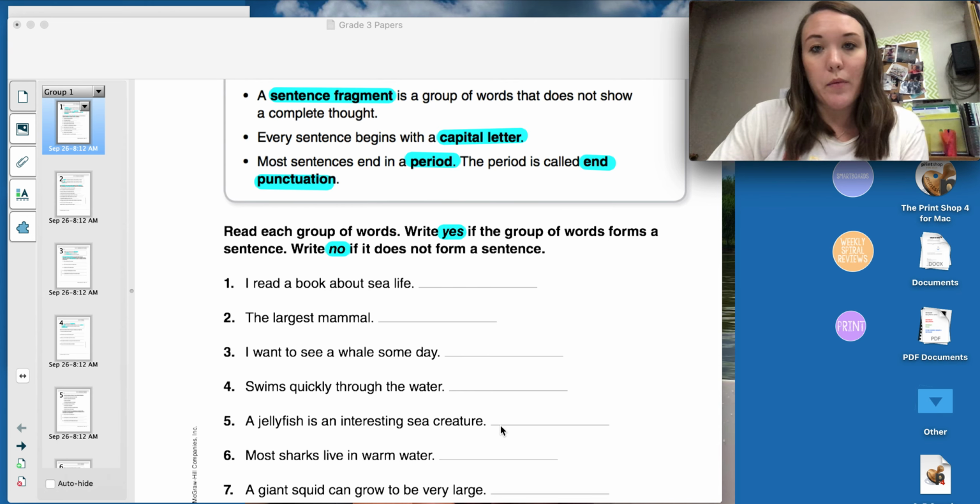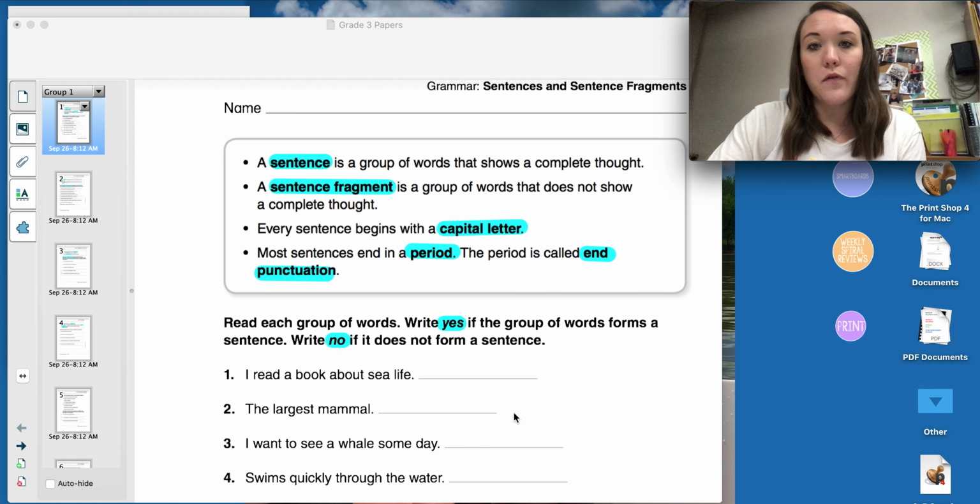Third grade, your first grammar pages are pages 1 through 4 in your grammar practice book. And this week we are going to be focusing on a few things: sentences, sentence fragments, and different types of sentences. On page 1, the box at the top explains to us a little bit about sentences and sentence fragments. The first bullet tells us that a sentence is a group of words that shows a complete thought. A sentence fragment is a group of words that does not show a complete thought.